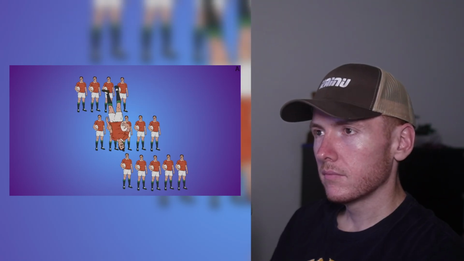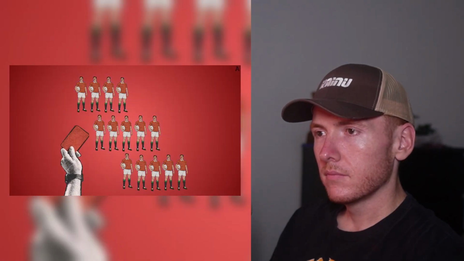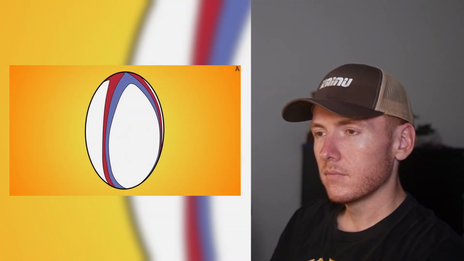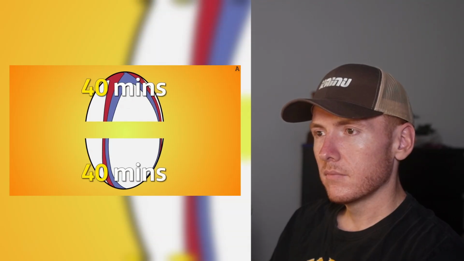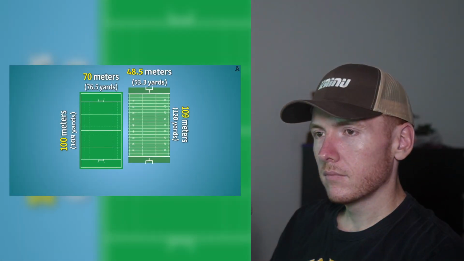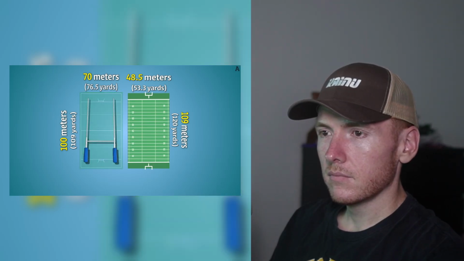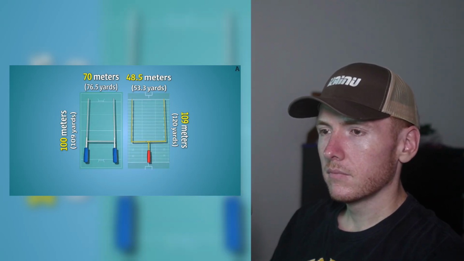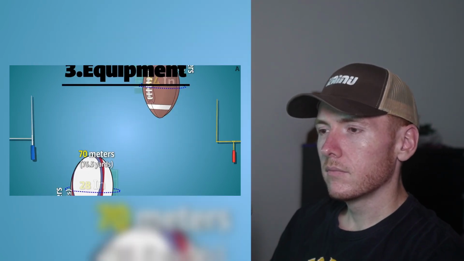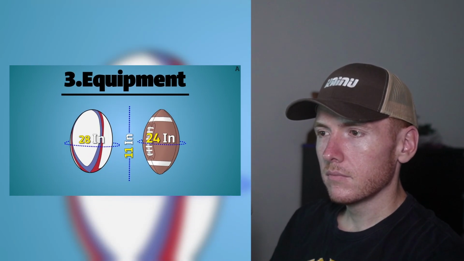A player can be thrown out of a match permanently if they receive a red card, which is essentially the same thing as being ejected from the game. And the playing time of a rugby match is also longer, with 2 40-minute halves as opposed to 4 15-minute quarters. Rugby pitches are also shorter but wider and have H-shaped goalposts situated on the try line instead of the Y-shaped posts that are found at the end of the line of a football pitch. A rugby ball is also slightly wider than a football, although both are roughly the same length.